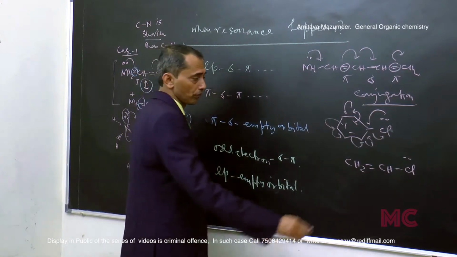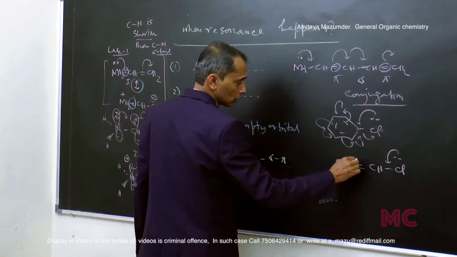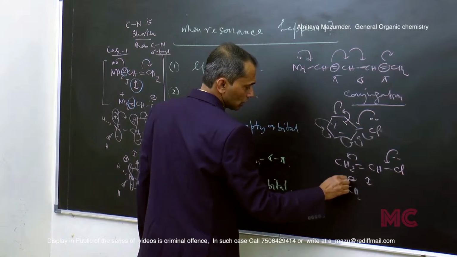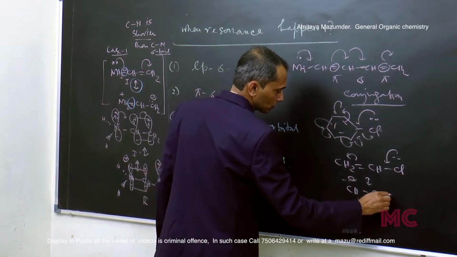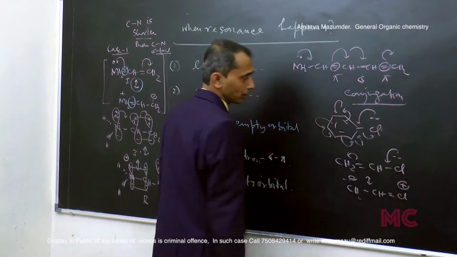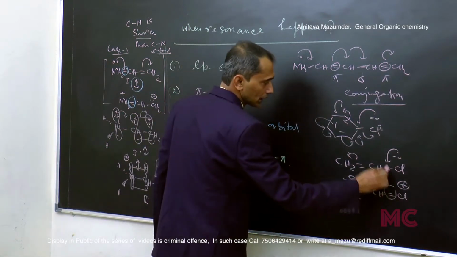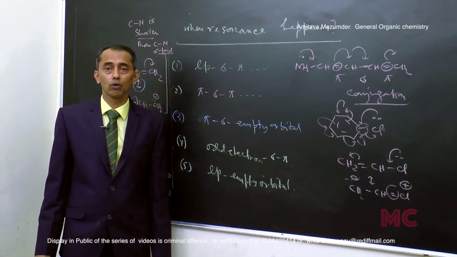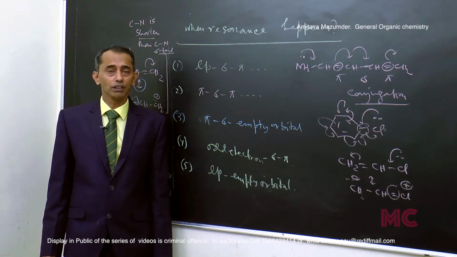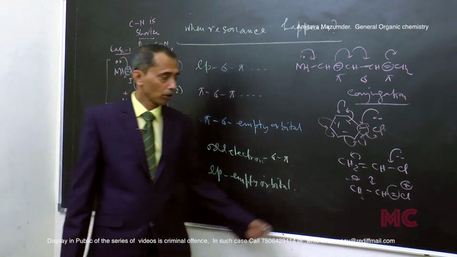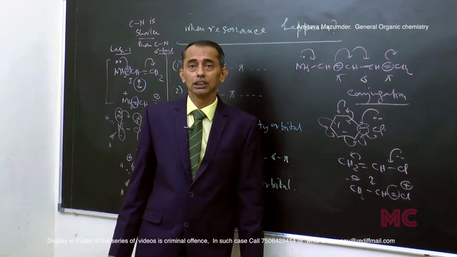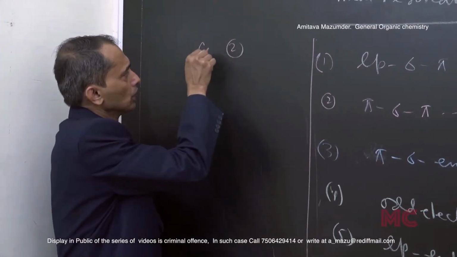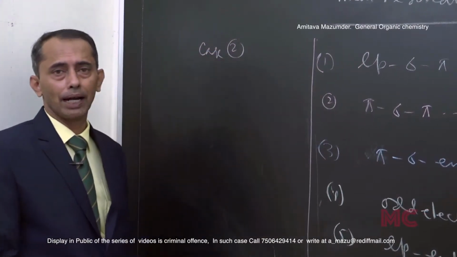If I talk about vinyl chloride, look over here, just like this it can get another resonating structure: CH2 minus, CH double bond Cl plus. Try to understand, my dear students, that the C-Cl bond is getting double bond character. So if the C-Cl bond gets double bond character in chlorobenzene or vinyl chloride, obviously the C-Cl bond becomes stronger, not like a single C-Cl bond. Next we can say case 2, that is basically pi sigma pi.